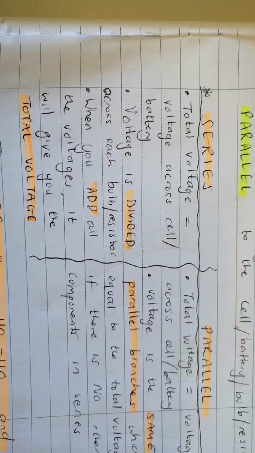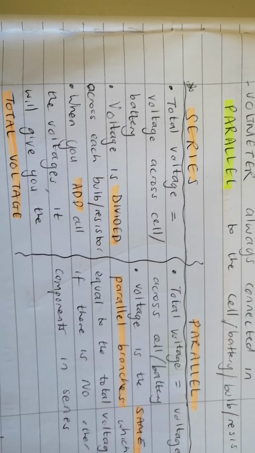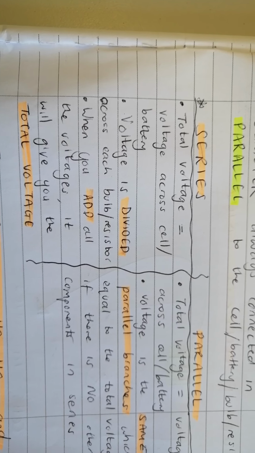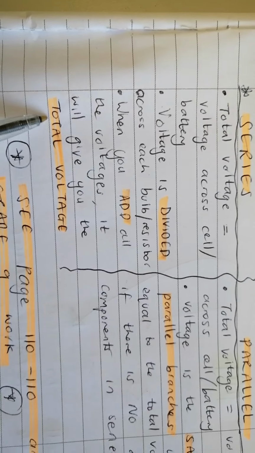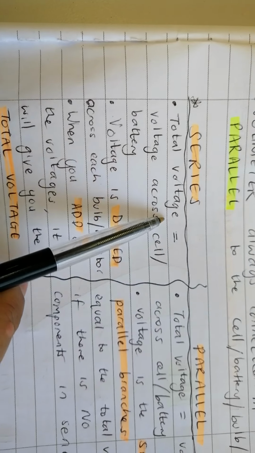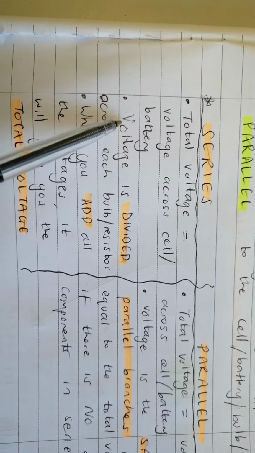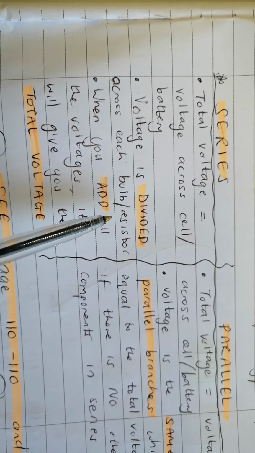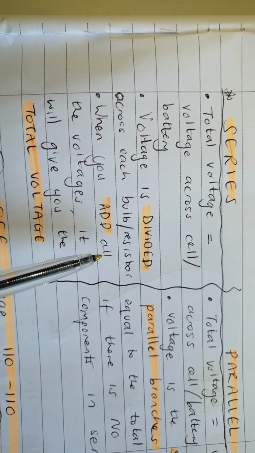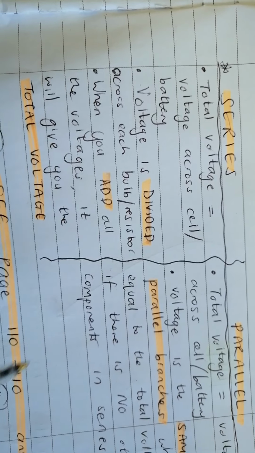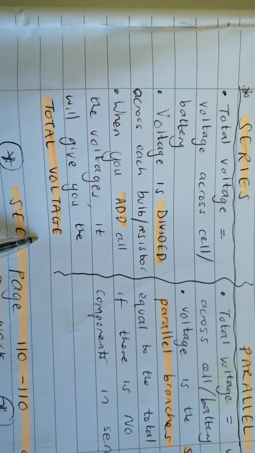When you add all of those voltages of the cells or the bulbs or the resistors, that will give you the total voltage. So basically, total voltage is the voltage across the cell or battery. In a series circuit, the voltage is divided across each bulb or resistor, and when you add all of those voltages of each bulb and resistor, you will get the total voltage.